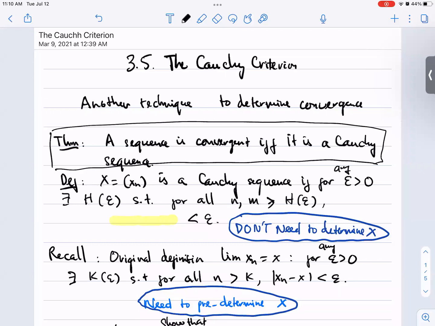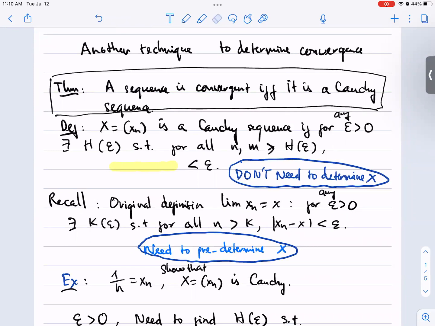So in order to explain this theorem, first of all, we need to know what it means for a sequence to be a Cauchy sequence. Here is the definition. The sequence x equals (xn) is a Cauchy sequence if for any epsilon greater than 0, there exists some h, possibly depending on epsilon, such that for all natural integers n, m greater than or equal to h, we have |xn minus xm| is smaller than epsilon.